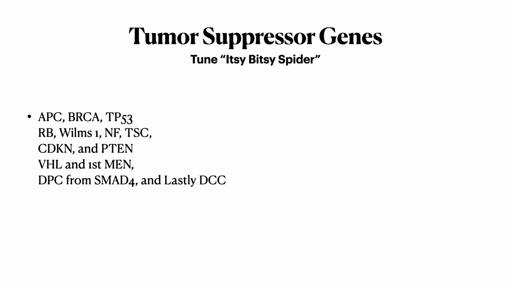So APC, BRCA, TP53, RB, WIMS1 and FTSC, CDK and NP10, BHL and first main, DPC from SMART4 and lastly DCC. That is how it's a bit spider.